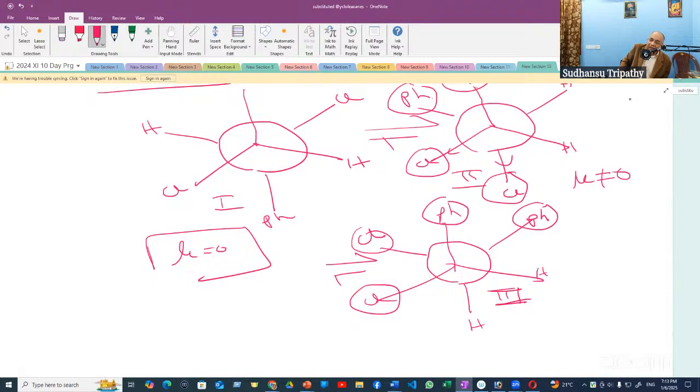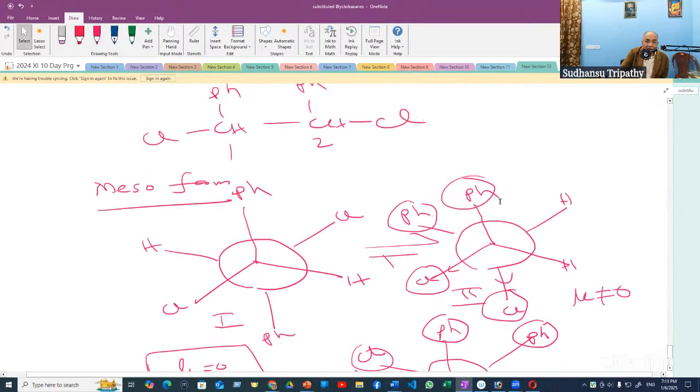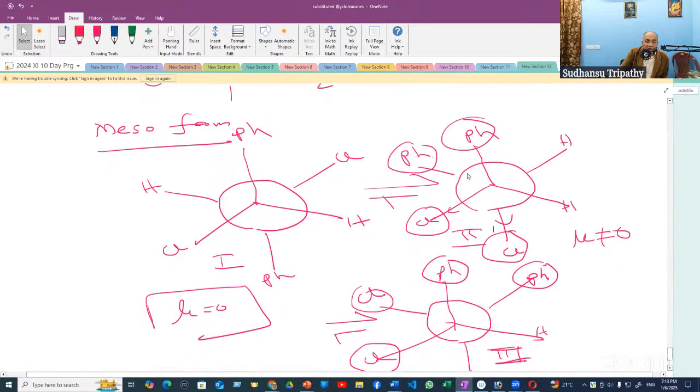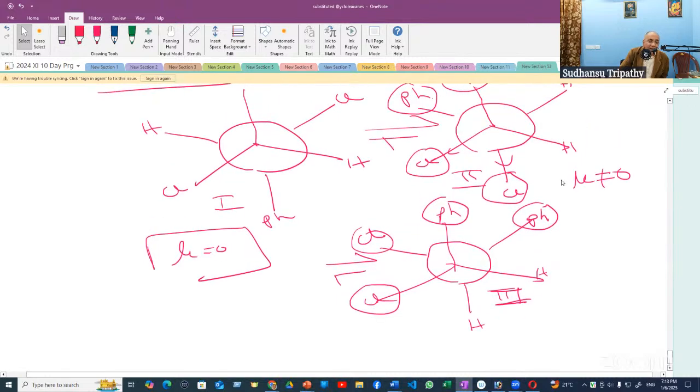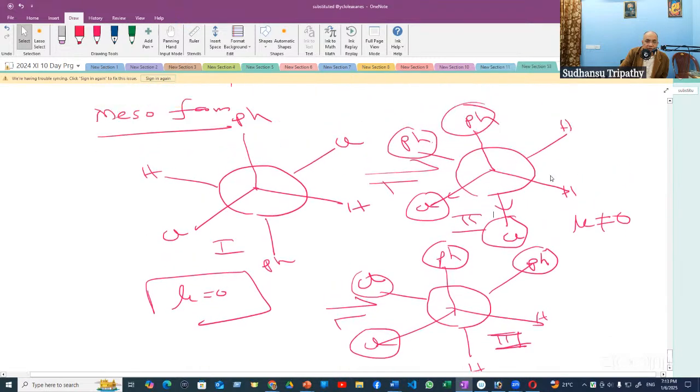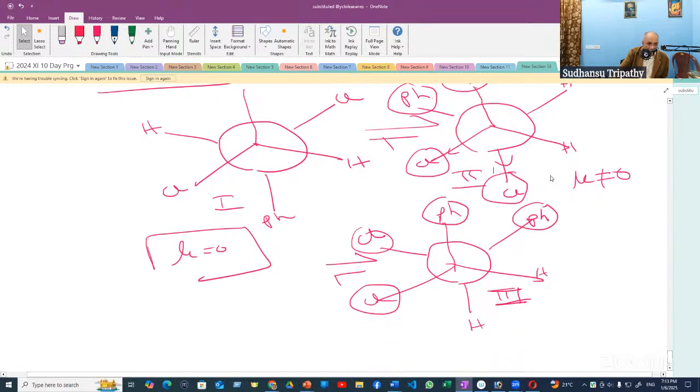But the anti-form, this form, rotamer 1, we can call it anti, because we can call this gauche. This is perfectly anti, all anti. This has no anti. Gauche form, phenyl gauche, chlorine gauche, and here also the same. But what is the relationship between 2 and 3? Are they identical or are they enantiomers? What do you think?